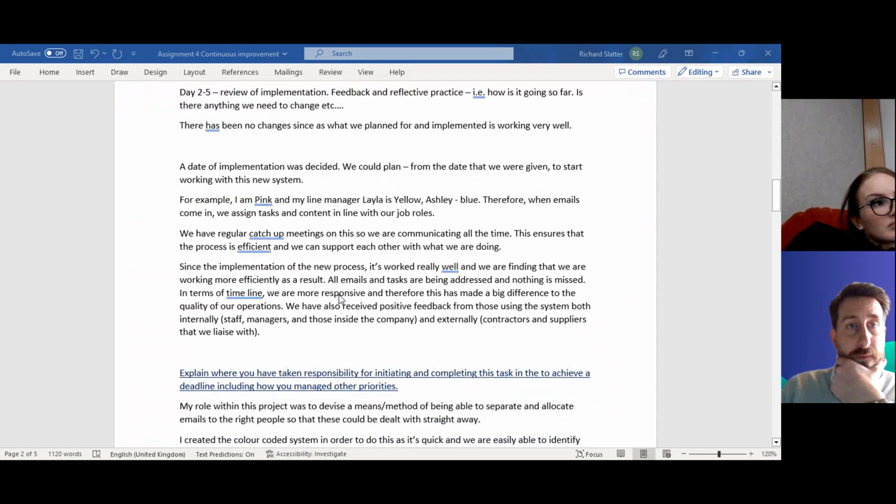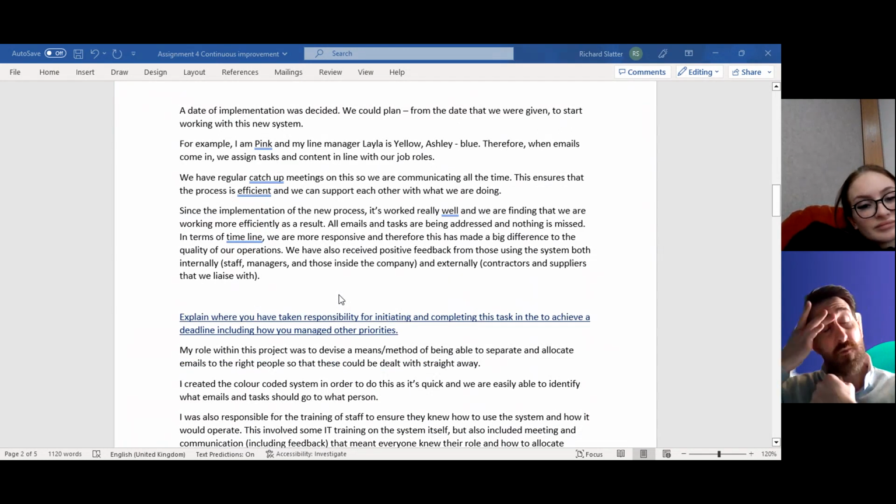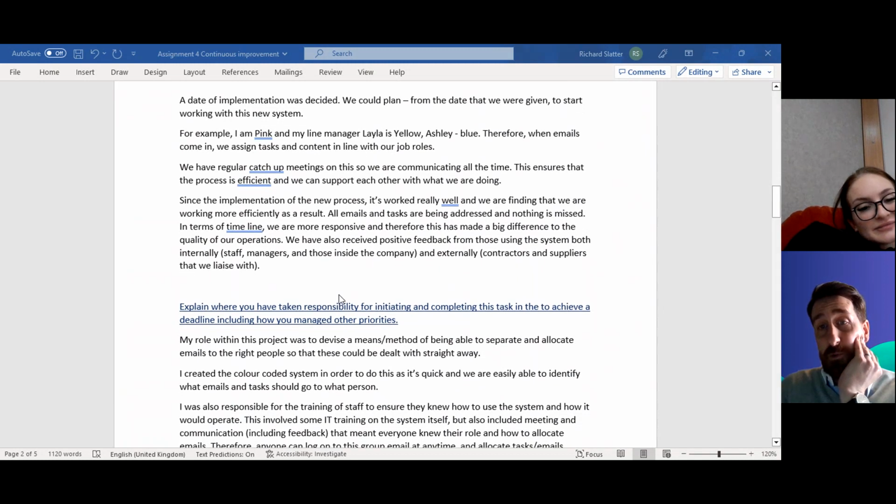Okay, excellent. So once the implementation date was decided, it allowed you to then plan around that, or plan up to it, with what you had to do for the new system. Now, you had specific roles and responsibilities within this, Jade, didn't you? So if you could just describe how you came up with the color coded system.